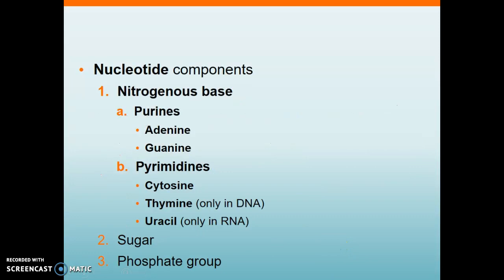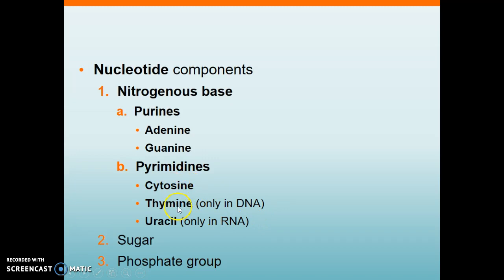Both DNA and RNA are made of nucleotides. The nucleotide is made up of a base, a sugar, and a phosphate group. The bases are subdivided into purines and pyrimidines. The purines are larger. They're a double ring base. The pyrimidines are smaller, single ring.